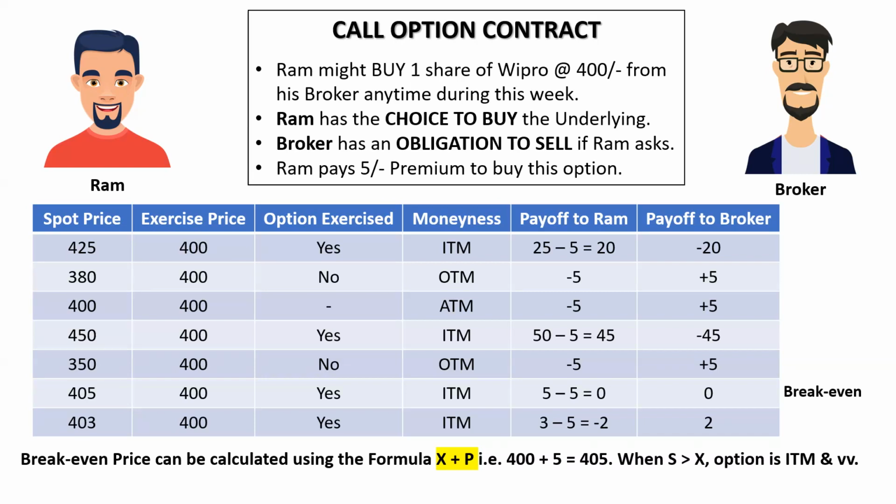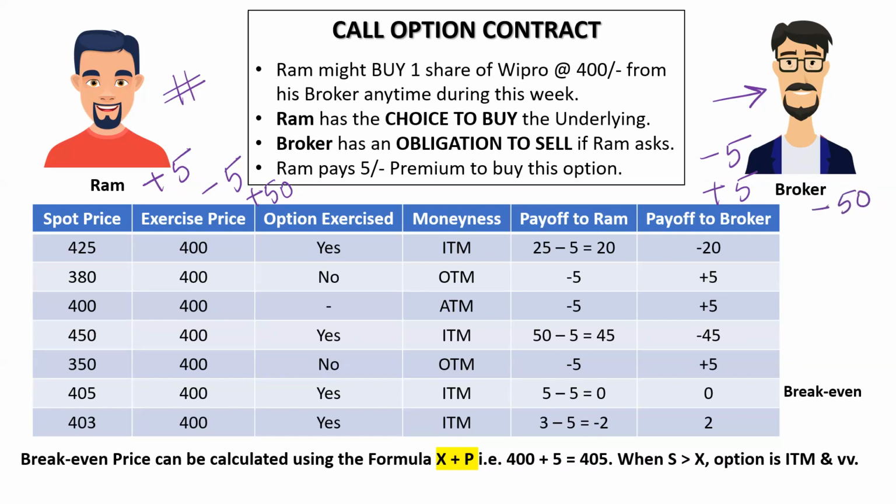You just have to imagine and think, am I going to make a profit or am I going to make a loss? It always helps if you keep yourself in the shoes of Ram and think about the entire scenario. Even if the question is asking you to solve it from the broker's perspective, think about from Ram's perspective and then just change the sign. If Ram is having a profit of 5, the broker is losing 5. If Ram is having a loss of 5, then broker is having a profit of 5. If Ram is having a profit of 50, then broker is having a loss of 50.